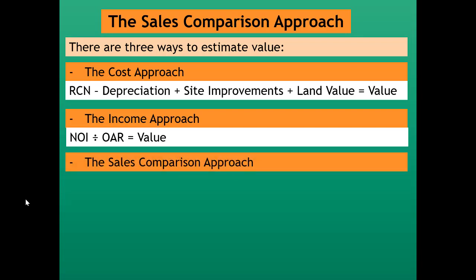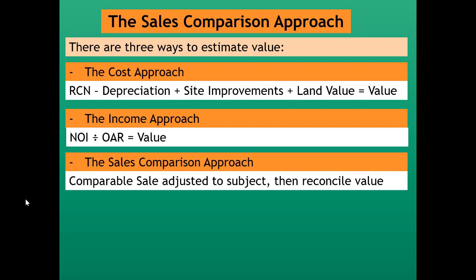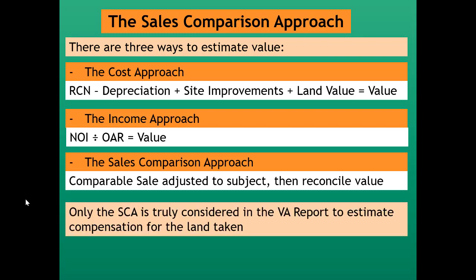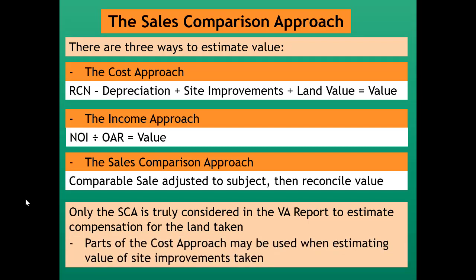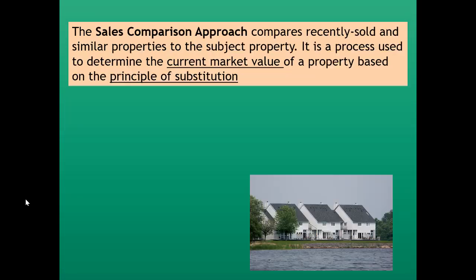And finally, we have the sales comparison approach. And with that approach, you find comparable sales that are as similar as possible to the property you're appraising. You adjust those sales to the subject and then reconcile a value. Only the sales comparison approach is truly considered in the value analysis report to estimate compensation for the land taken. Parts of the cost approach may be used when estimating the value of the site improvements that are taken.